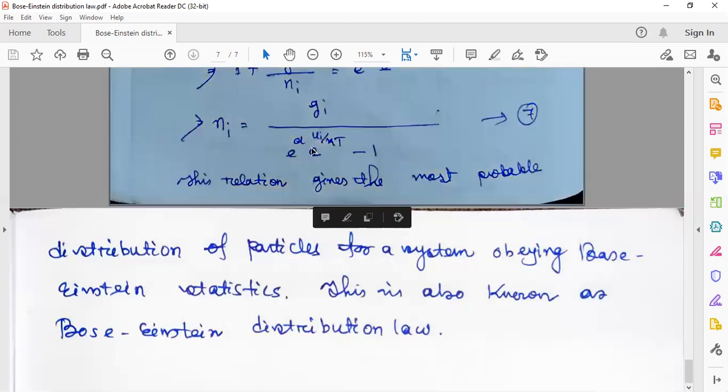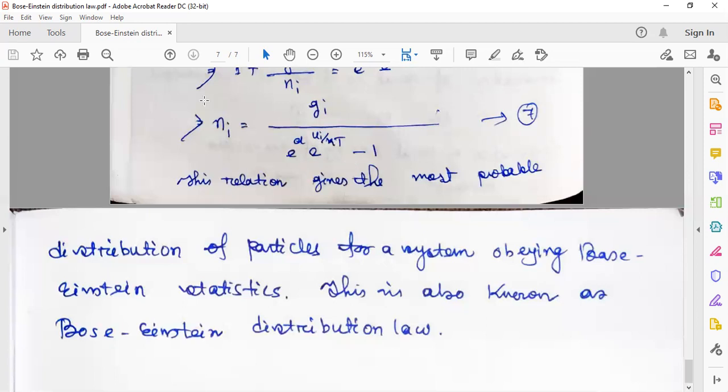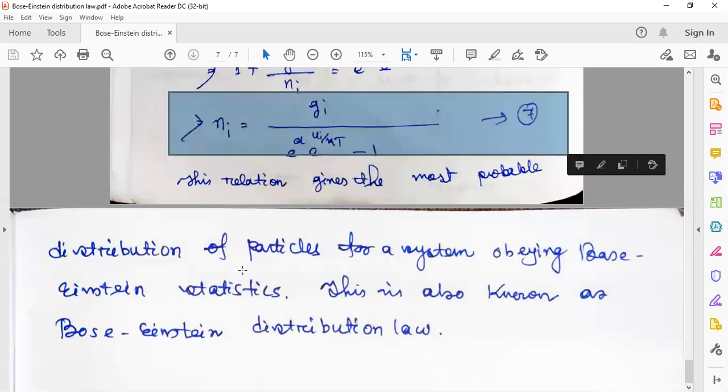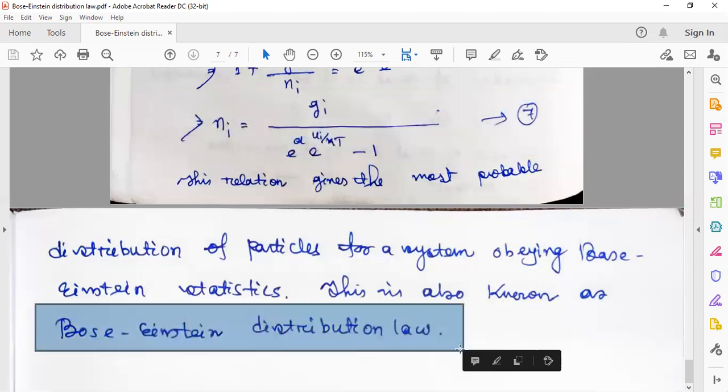What type of energy is it? It is the kinetic energy. And k is the Boltzmann constant, T is temperature. So this is the equation. This relation gives the most probable distribution of particles for a system obeying Bose-Einstein statistics, and this expression is also known as the Bose-Einstein distribution law.